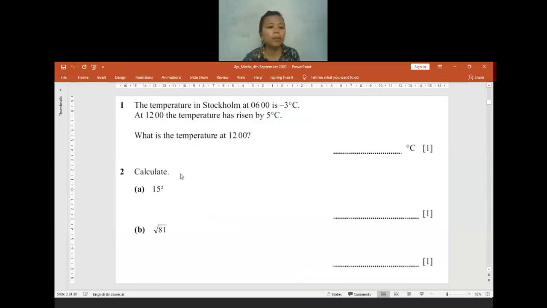This is question 1. We have the temperature in Stockholm at 6 a.m. and also at 12 noon. Now we have to find what the temperature is at 12 noon. Is there anyone who already tried to answer? What is the answer? Anyone can help me? Yes, the answer will be 2 degrees Celsius.